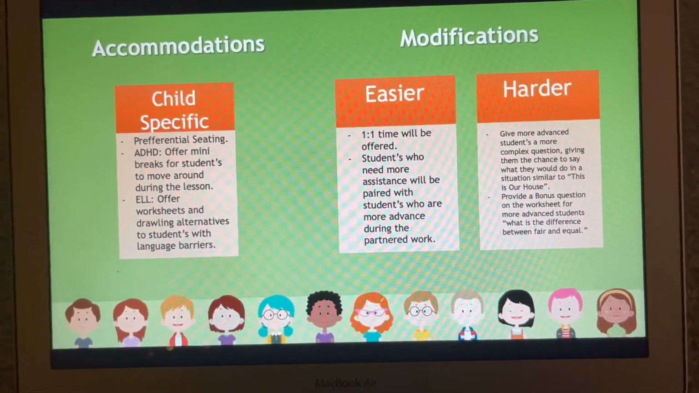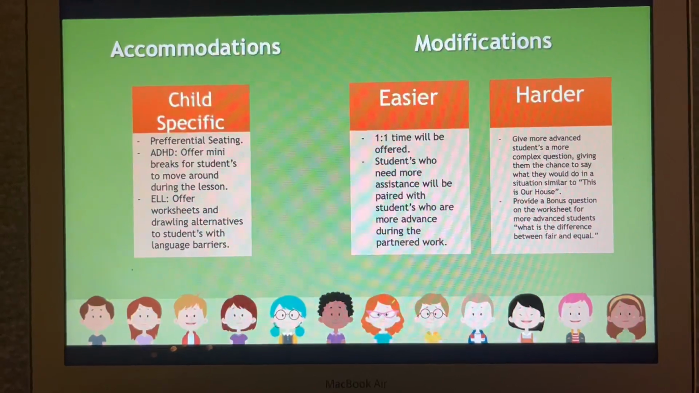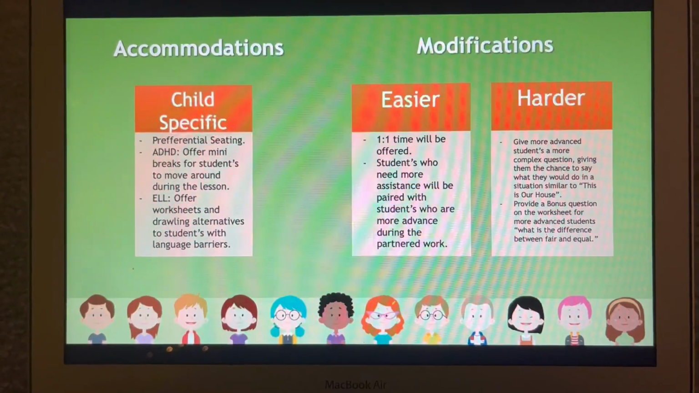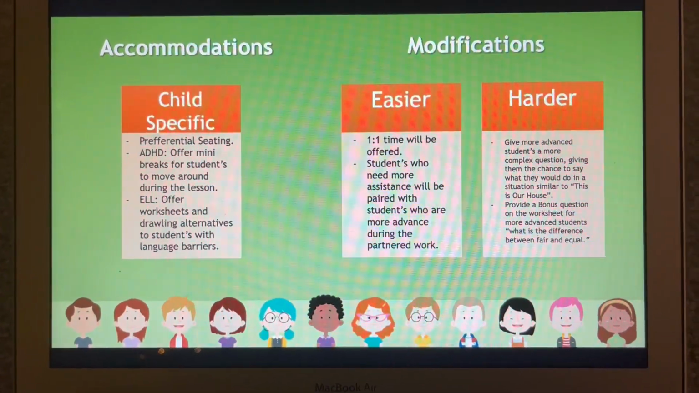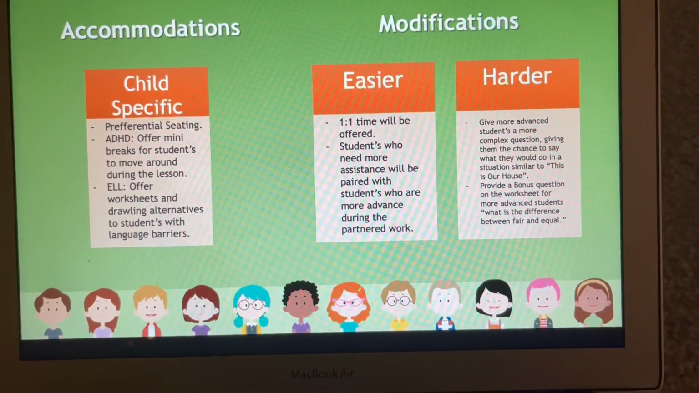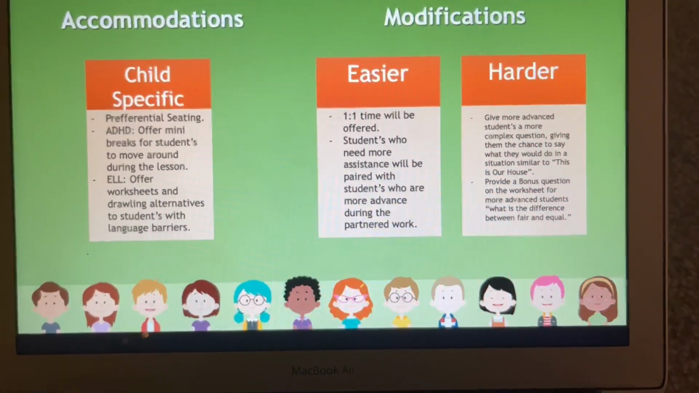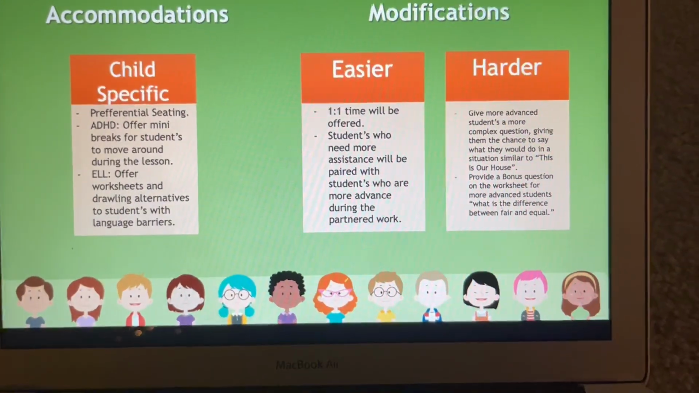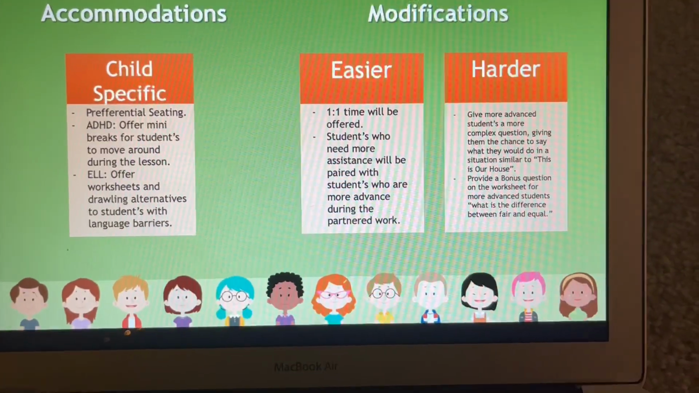For modifications, for easier, I said one-on-one time will be offered, and students who need more assistance will be paired with more advanced students. As for harder, I would give more advanced students more complex questions on worksheets. I'll give them the chance to say what they would do in a situation similar to the one in This Is Our House.